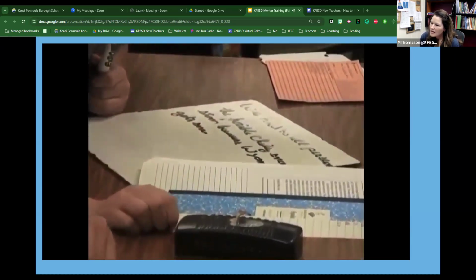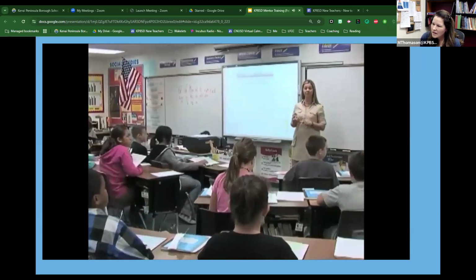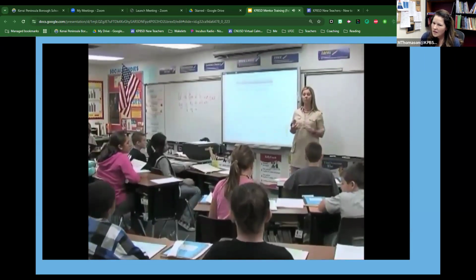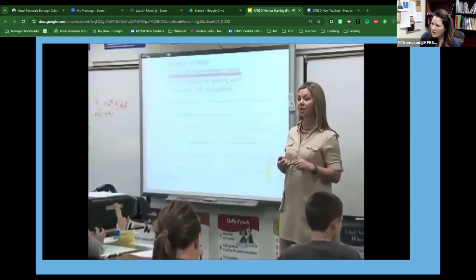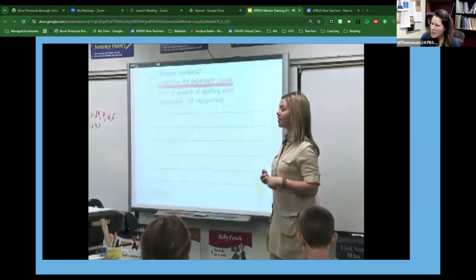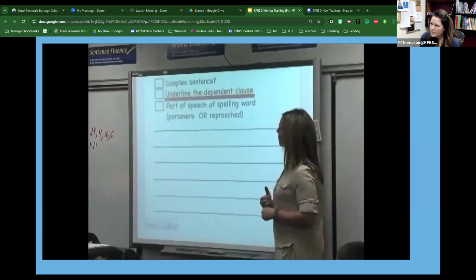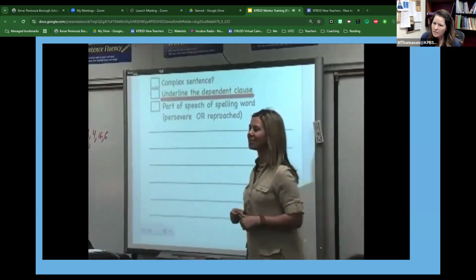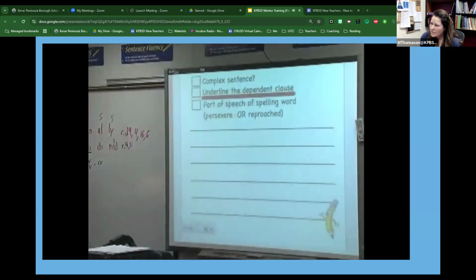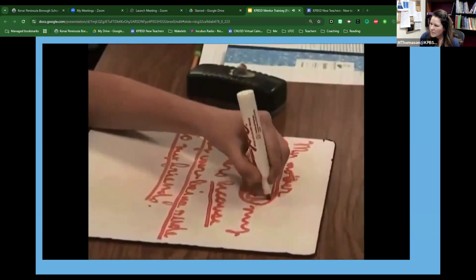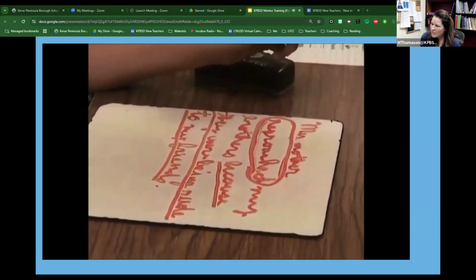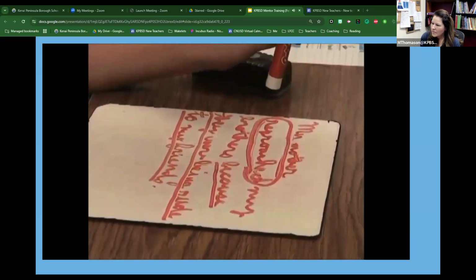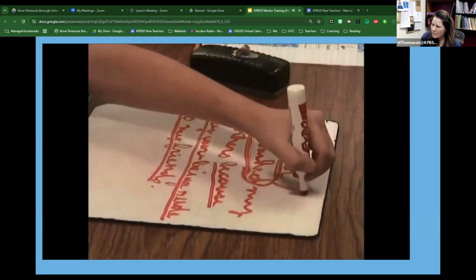Can you verify the sentence you have on your board? Is it complex? To help make sure it's complex, why don't you underline your dependent clause? Now look at your spelling word, persevere or reproached, and circle it. Label the part of speech. Is it a noun or a verb? Label your spelling word.